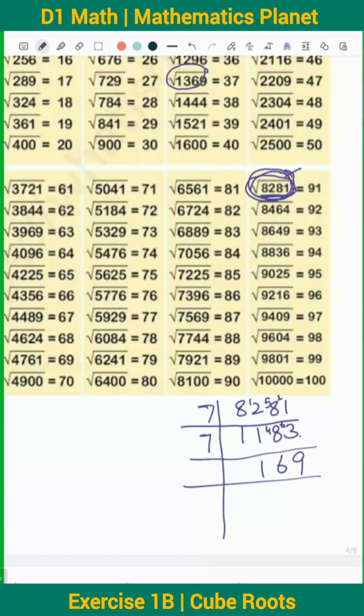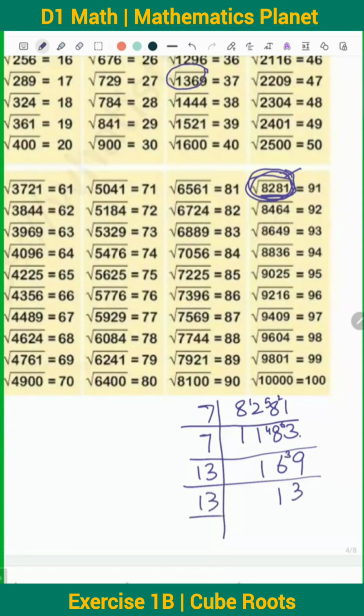Miss, 7. Again 7. Can we do it with 13? 13 times 1 is 13. 13 times 3 is 39. 13 times 1 is 13.